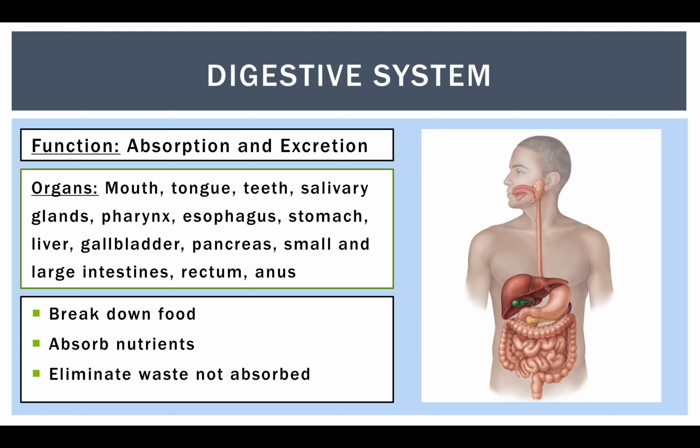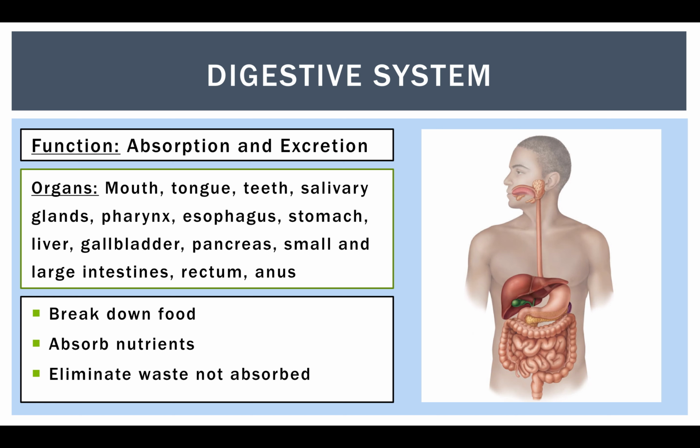The digestive system's function is twofold: absorption and excretion. So its job is to take things in from the environment and get rid of the waste. The organs include the mouth, tongue, teeth, salivary glands, pharynx, esophagus, stomach, liver, gallbladder, pancreas, small and large intestines, rectum, and anus. The organs form a tube that food passes through, and those are called the organs of the alimentary canal.